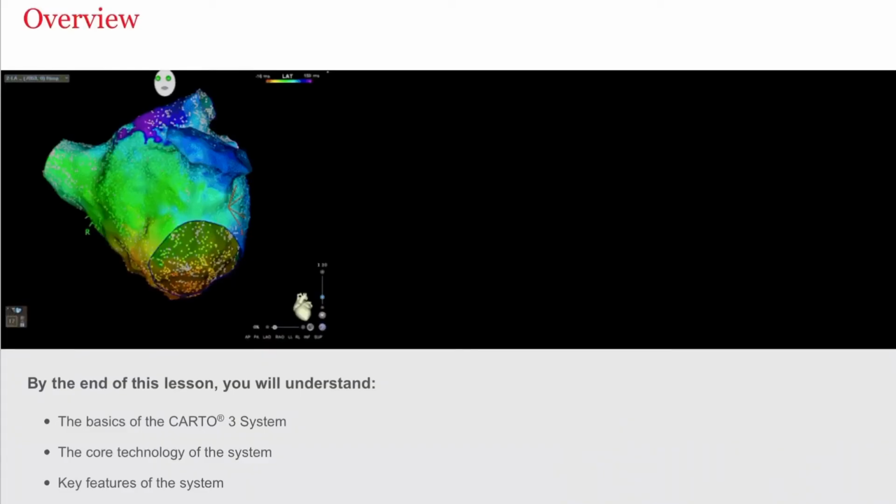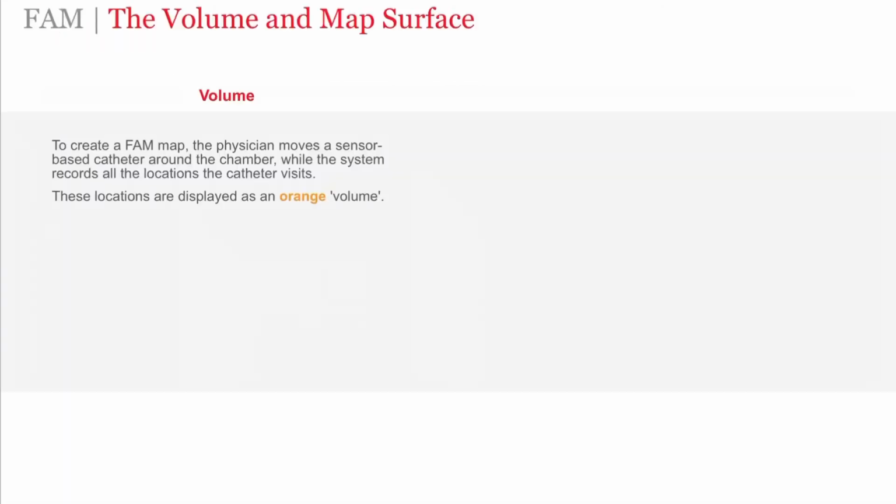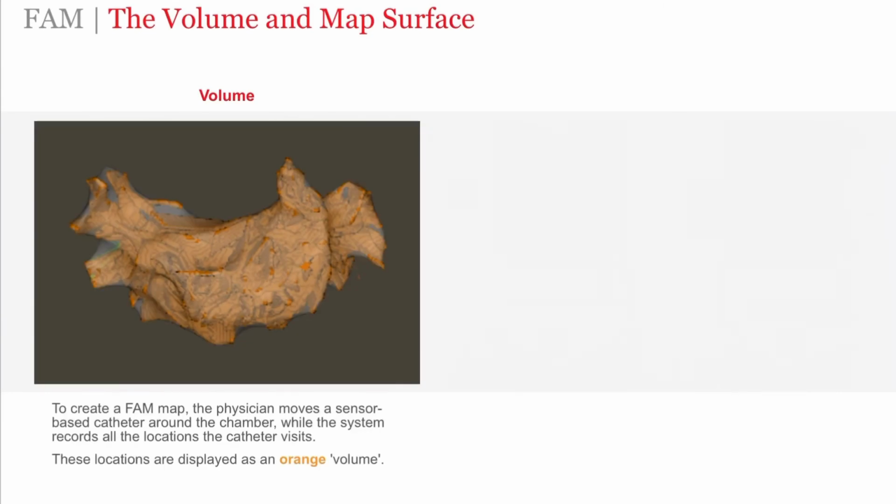Now that you know the basics, let's review 3 key features of the CARTO 3 system. Let's dive deeper into FAM maps so you understand the basics of how it works. As you just learned, to create a FAM map, the physician moves a navigational sensor-based catheter around the chamber while the system records all the locations the catheter visits.